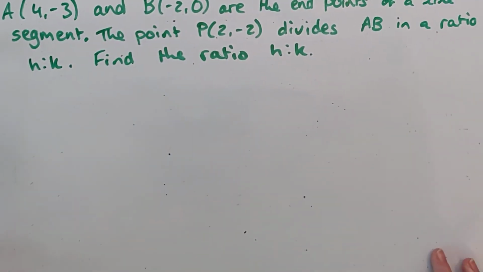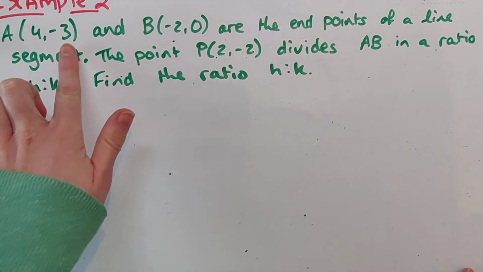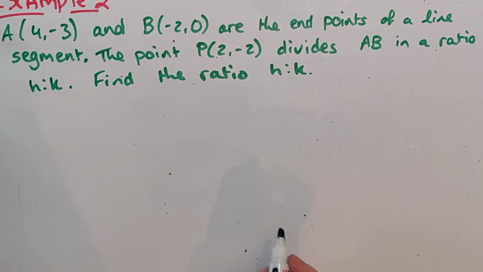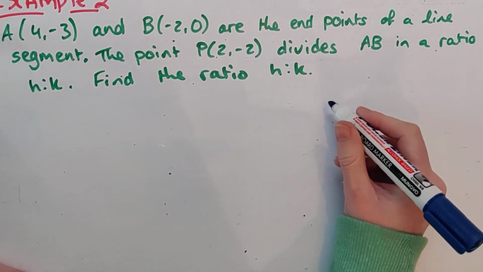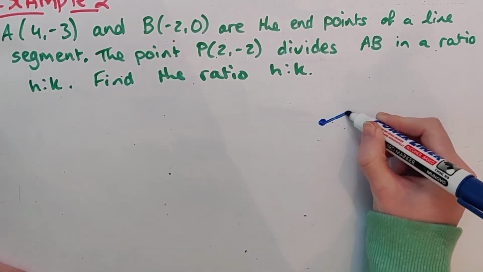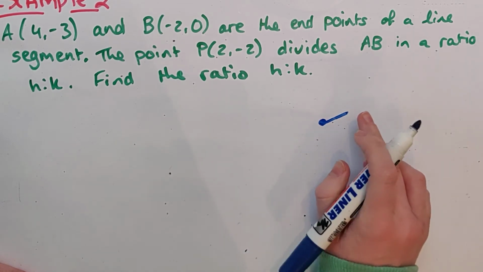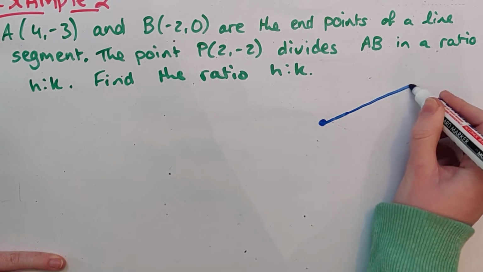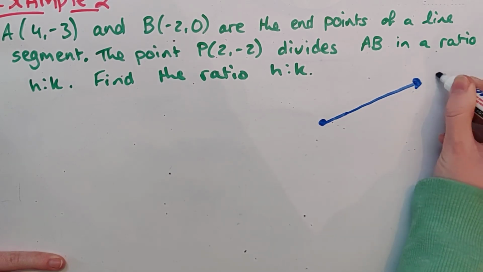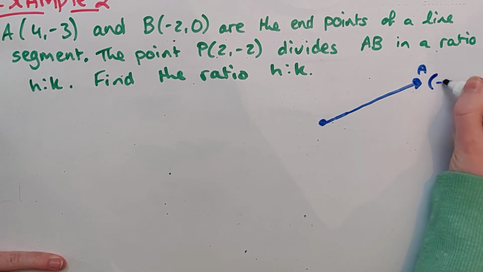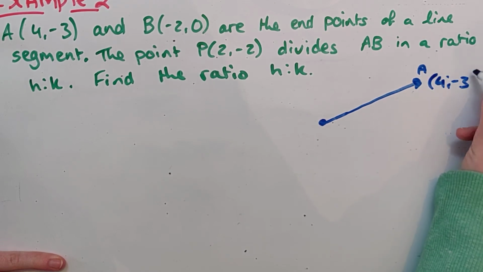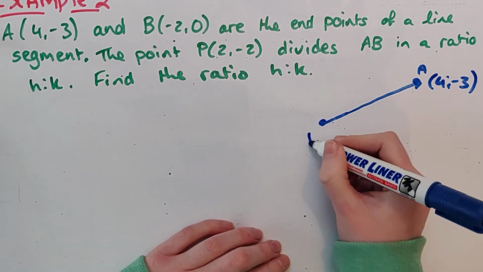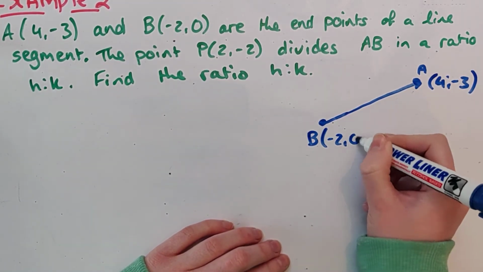Example 2 here says A (4, -3) and B (-2, 0) are the endpoints of a line segment. So the first thing I like to do with problem solving is draw it. So I have (4, -3) and I have (-2, 0), which means what I have over here would be A is (4, -3). Sorry, other way around. And B, it doesn't really matter, B is (-2, 0).